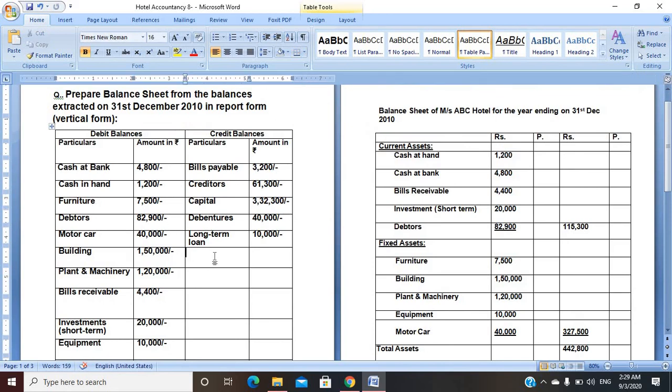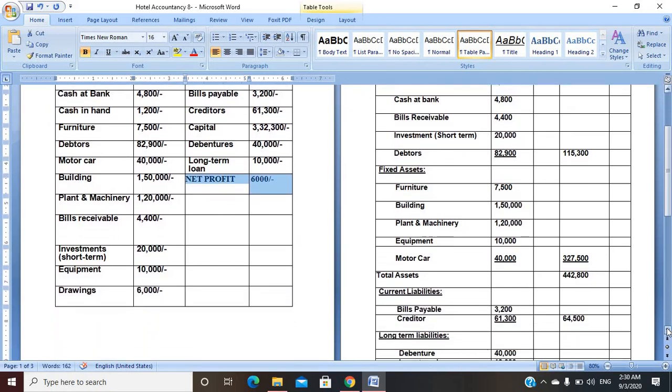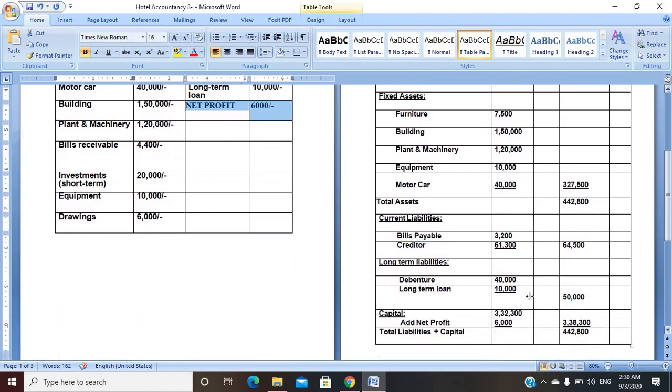So the net profit amount is there. I think it has been miswritten here. It is not written here, sorry. I think some misprint is there. So I just mention here 6,000 rupees. That will be the net profit amount, 6,000 rupees. I think that was not mentioned in the question, maybe I miswrote it. So I just mentioned net profit here, 6,000.